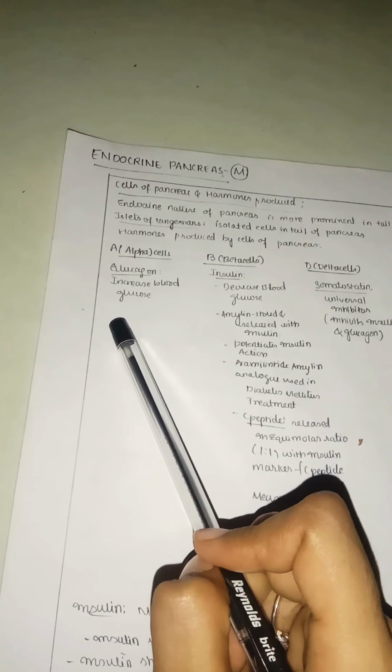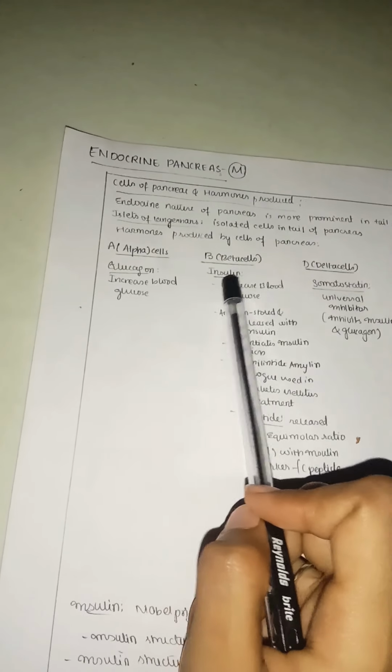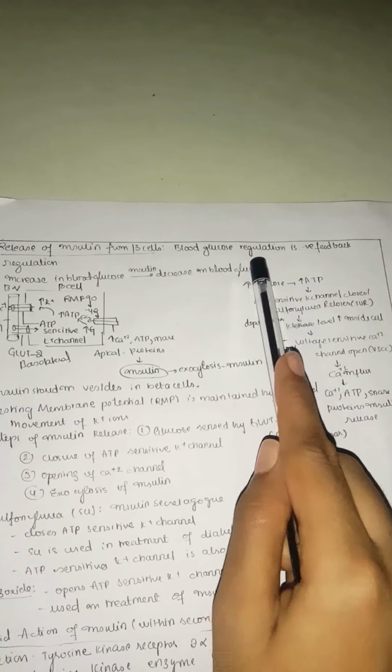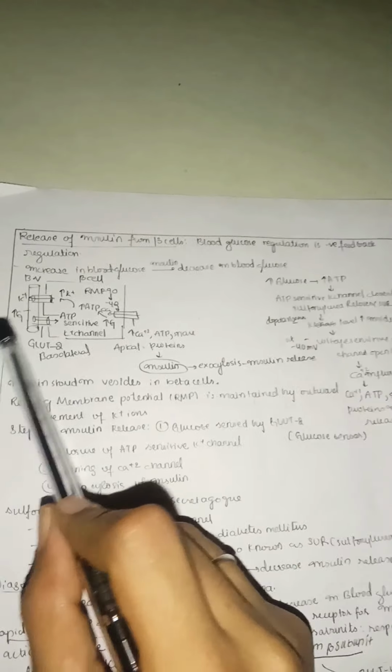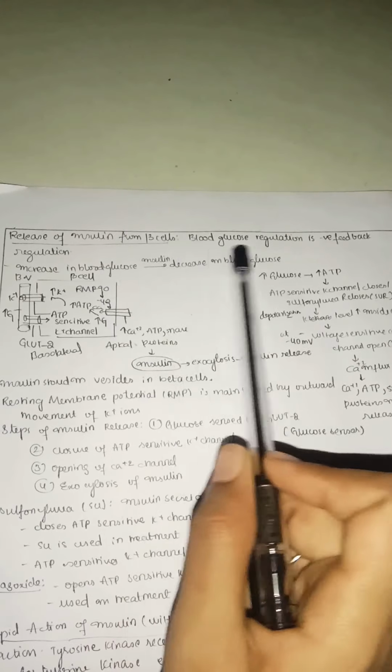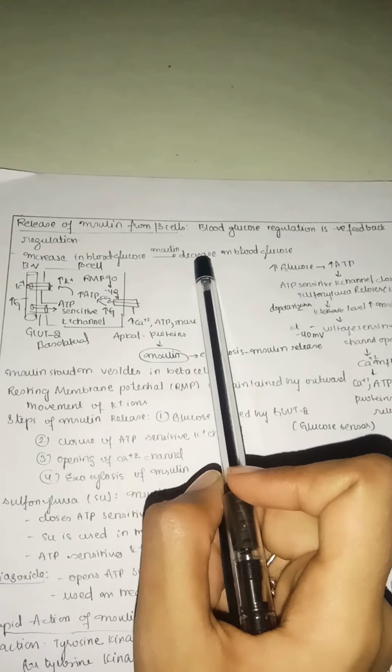So for example, if in the blood vessels there is a lot of glucose, then insulin will decrease it. But if in the blood vessel there is low glucose, then glucagon will increase the blood glucose. So like this, different types of hormones act, and finally they will regulate the blood glucose levels. So that is mainly a negative feedback mechanism. Increase in blood glucose, insulin will act and decrease the blood glucose. So it's a negative feedback mechanism.